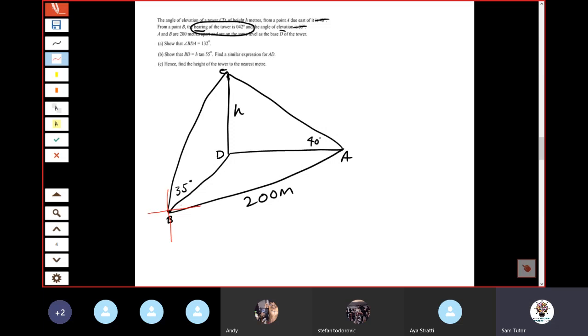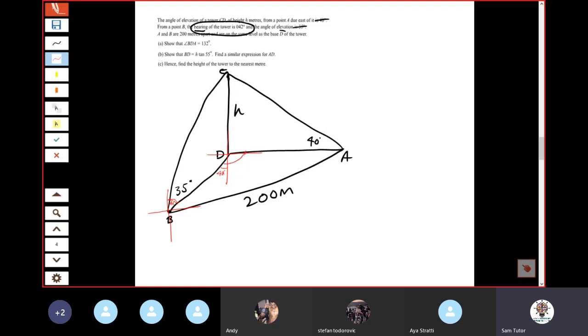Okay. What's the angle from here to here? From here to here on the ground, not elevated up. It's got nothing to do with 35 degrees. Anyone know the angle from here to here? 42. From a point B, the bearing of the tower is 42 degrees. So that bearing from here to the tower is 42 degrees. So if I draw my compass bearings here as well, alternate angles, what does that mean about this angle here? It's also 42 degrees.